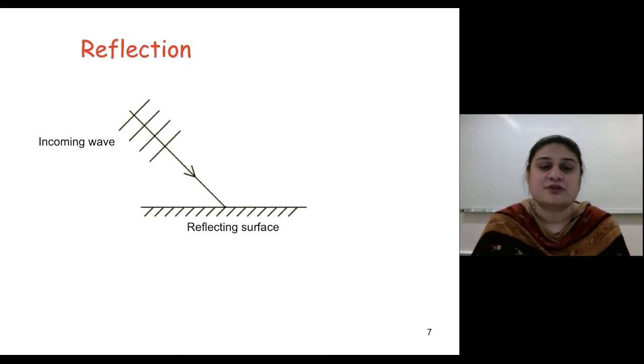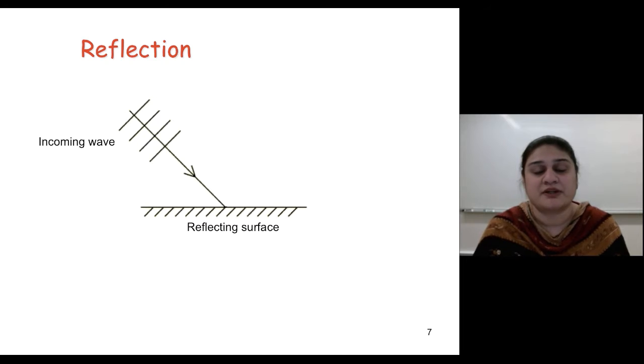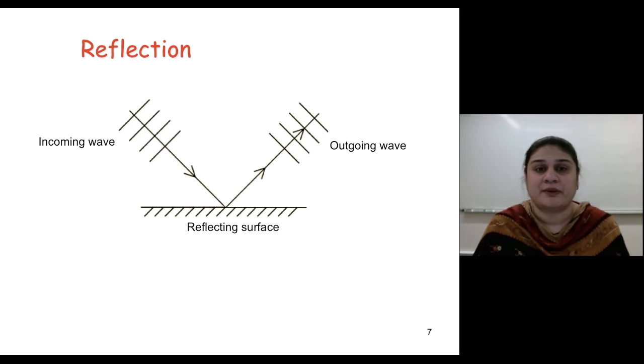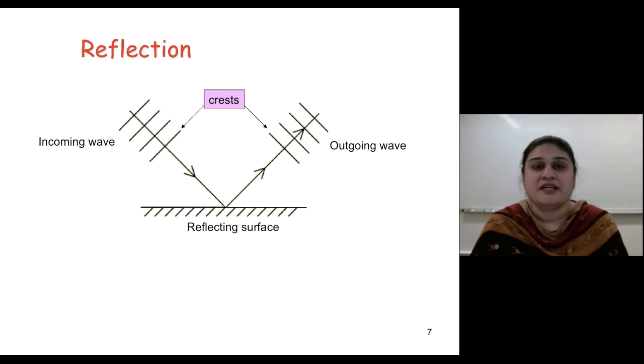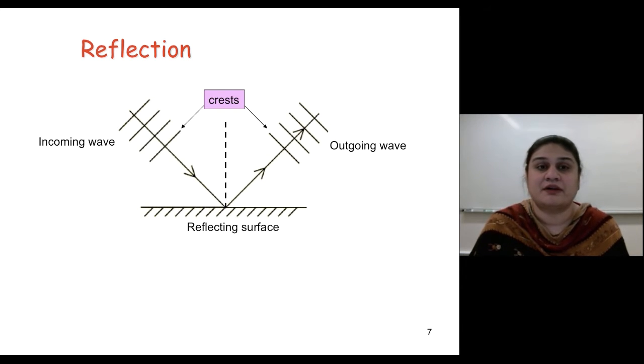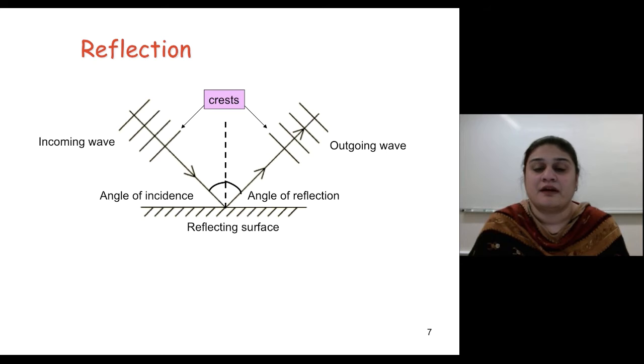Some laws of reflection. An incoming wave onto a reflecting surface, for example, if we were to consider the example of air, the reflecting surface would probably be like a mirror. It will reflect back as an outgoing wave. These points on the wave are going to be called crests, and a normal drawn to the reflecting surface will indicate the incident angle and the reflected angle. The angle that the incoming wave makes with the normal, which is 90 degrees to the reflecting surface, is called the angle of incidence. The angle of the outgoing wave is called the angle of reflection.